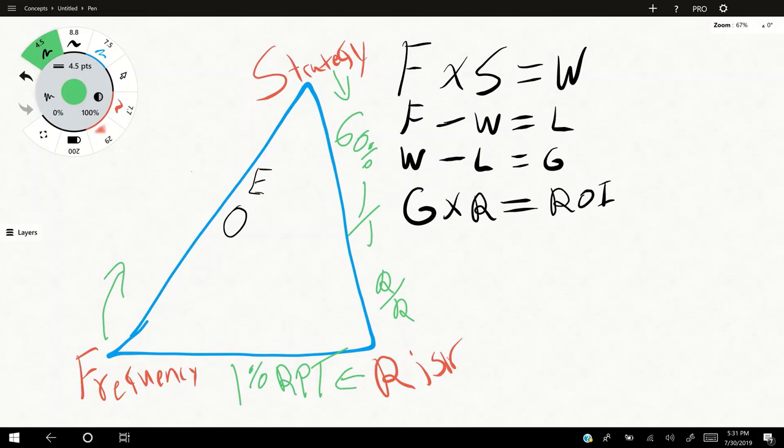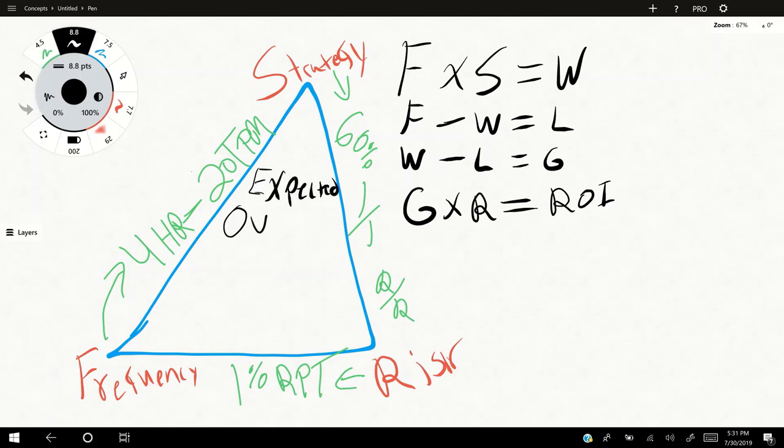And what we're going to do here is we're going to say that you are a swing trader, someone that's trading on, let's say, a 4-hour time frame. And with that being the case, the 4-hour chart gives you 20 trades per month. 20 TPM, or trades per month. This right here is all you need in order to come up with your expected outcome per month, which is going to be right here once we get done with the equation.